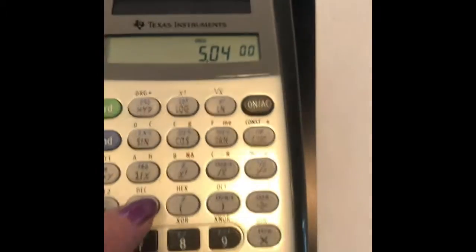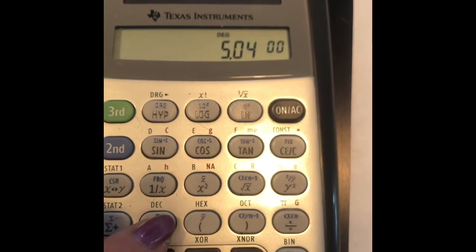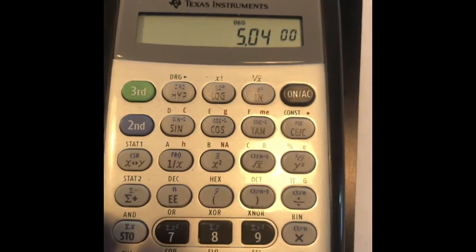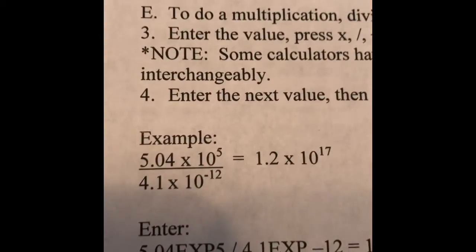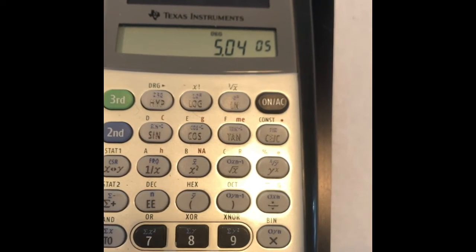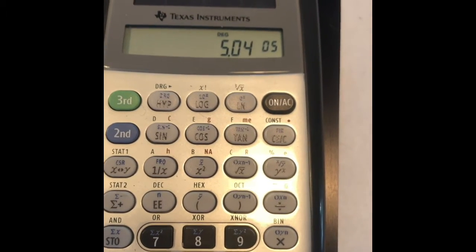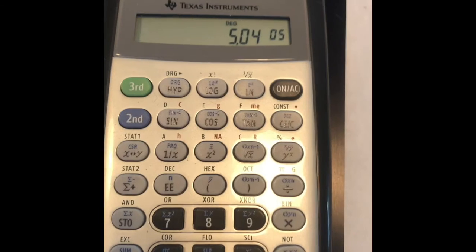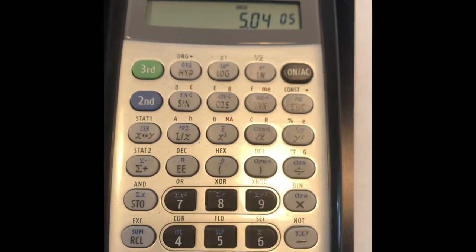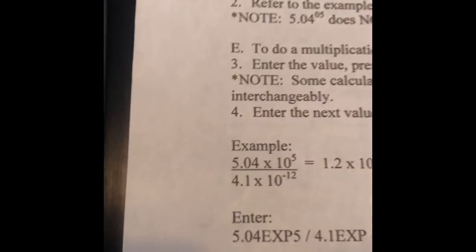When you hit that, this is the way it looks on very few calculators, but on this calculator, that means times 10, and the problem says times 10 to the 5th, so you're going to hit 5. That is not 5.04 raised to the 5th power. That is 5.04 times 10 to the 5th. This is the way it looks on this calculator. It's pretty rare, but you have to recognize your calculator.